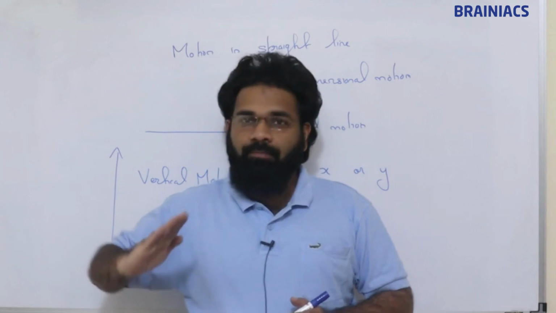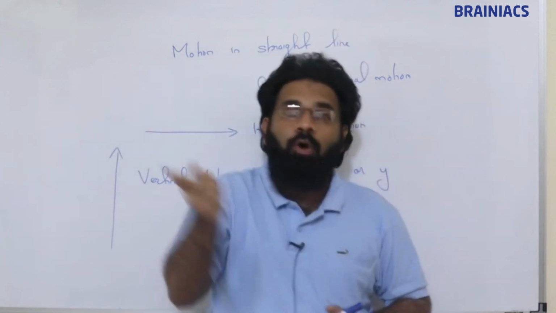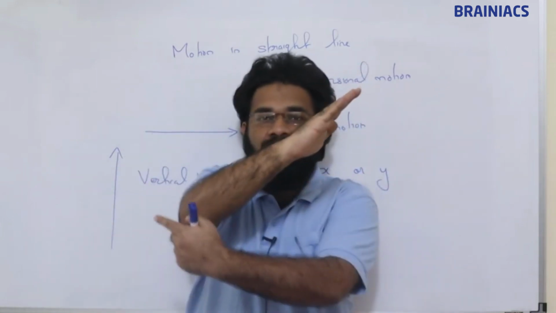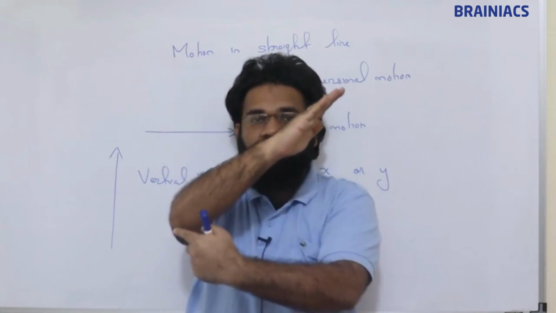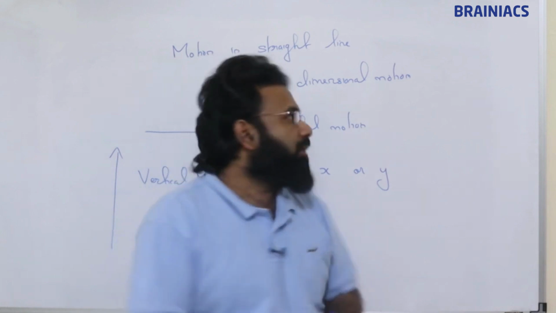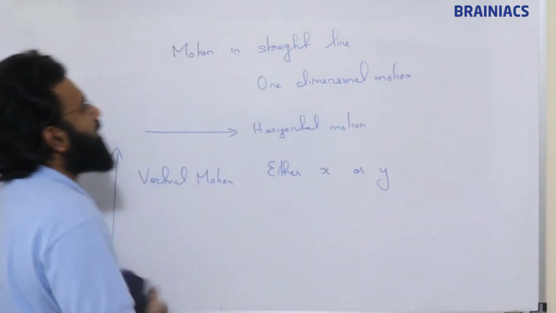Suppose something is moving in this direction, just like this, or circular motion. If it is moving like this, we can say on one side y is also changing, on another side x is also changing. So this type of motion we are going to study in this chapter. Clear? You understood the difference?